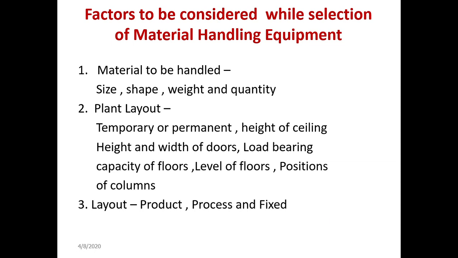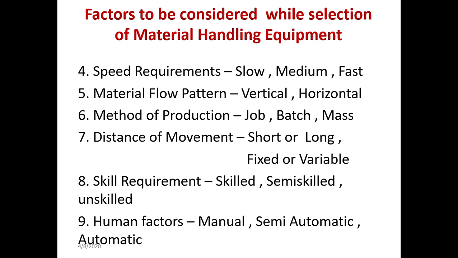Load bearing capacity of floor, level of floors, position of columns. Then what type of plant layout is it, whether a product layout or a process layout or a fixed layout. Beside this, what is the speed requirement? Slow, medium, fast, material flow pattern, vertical or horizontal material movement, method of production, job, batch, mass, distance of movement, short or long, fixed or variable, skill requirement for operation of material handling system, like whether skilled labor is needed or semi-skilled labor is available or unskilled labor is available.